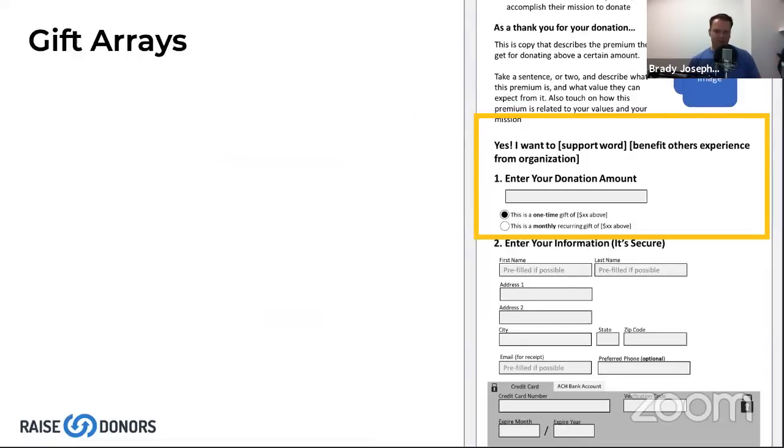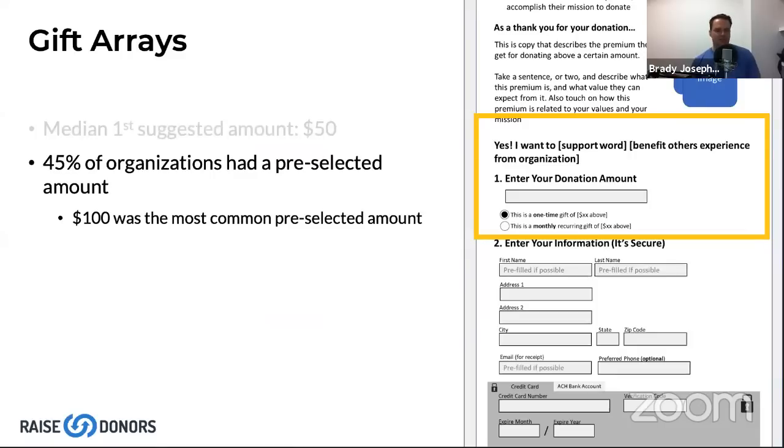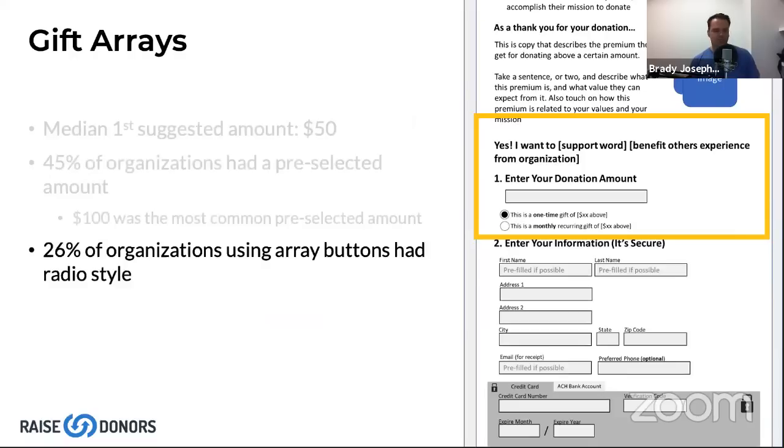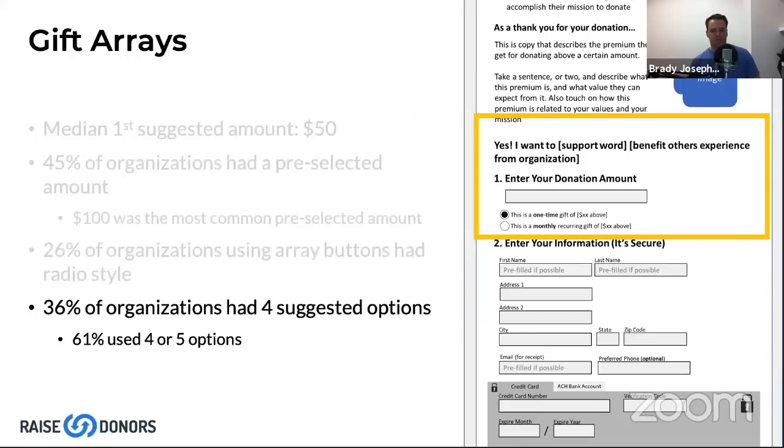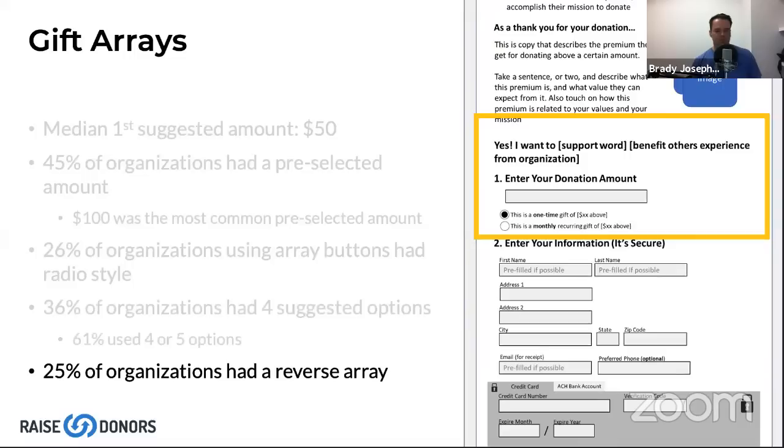Gift arrays, I know people always ask, so just a couple quick stats. There'll be more in the report, but the median first suggested amount we found was $50. 45% of organizations that had a gift array pre-selected an amount. 100 was the most common. 26% of organizations that used array buttons were radio style. 36% of organizations had 4 suggested options in the array, so 4 and then an other. And 61% used 4 or 5 options. So that's generally what most organizations are doing.